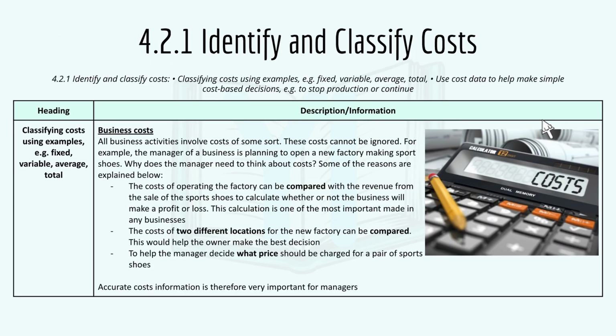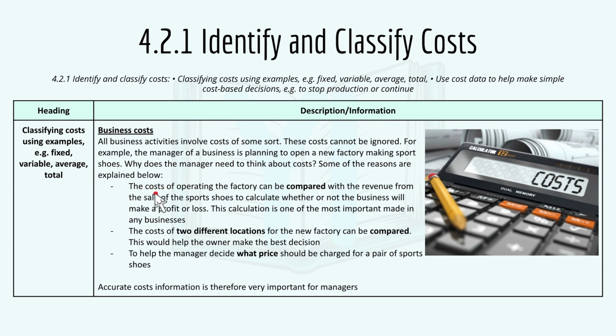But we'll move on now to 4.2.1, identify and classify costs. And here's business costs. All business activities involve costs of some sort, and these costs cannot be ignored. For example, the manager of a business is planning to open a new factory making sports shoes. And why does the manager need to think about the costs? And some of the reasons are explained below.